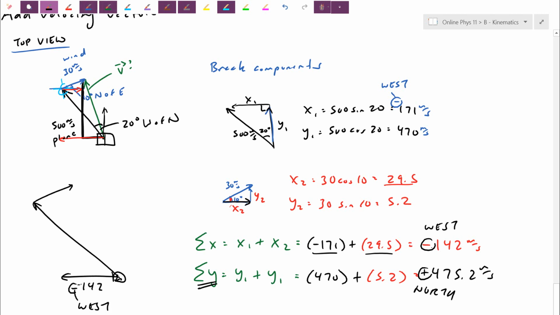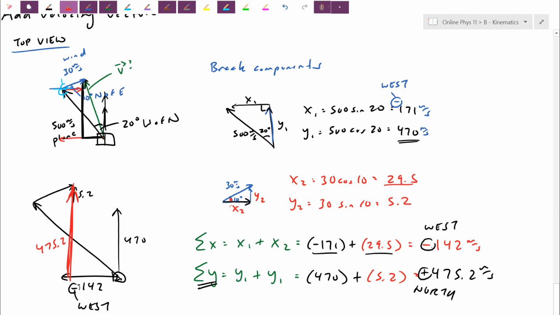So once you have the direction pointing leftward, we're fine. And then in the northward direction here, the plane's velocity took us 470 upwards. The wind pushes you ever so slightly a little bit higher, the 5.2. So the plane would have been going 470. The wind itself pushes you the extra 5.2. And now I have the combined vector. And now I can say, okay, the total then is actually 475.2.